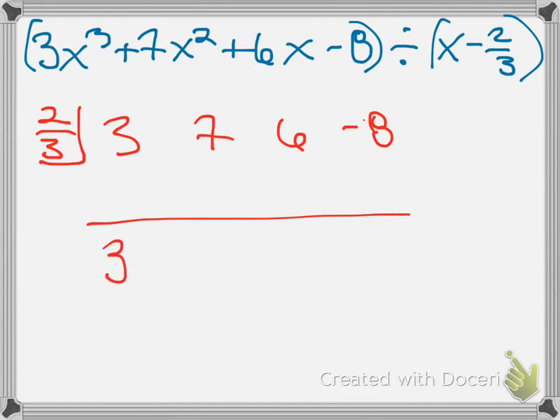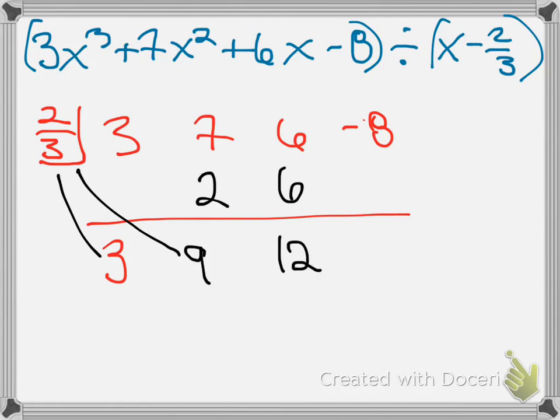I bring down the 3, you always bring down that first term, and then I'm going to multiply 3 times 2/3, and that will give me a 2. Then remember, we're going to add together the rows, so 7 plus 2 is 9. Then I multiply the 9 and the 2/3 together. It's going to give me a 6. I add together 6 and 6 and get 12. 12 times 2/3 will give me a positive 8.